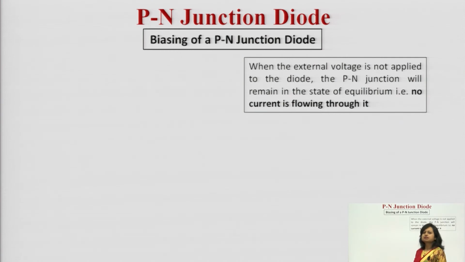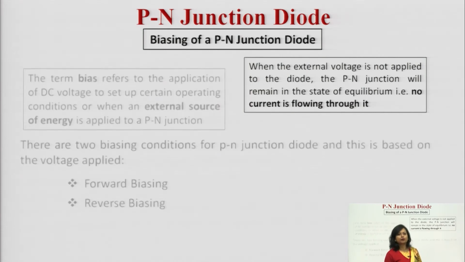Now let us discuss the biasing of a PN junction diode. What do you mean by biasing? Biasing means the addition of an external DC battery. If there is no external voltage applied, you have a PN junction diode with no external voltage, which means no bias. Bias means some battery is applied across it, because there are two terminals of the diode, so the battery can be connected in two different ways, right?